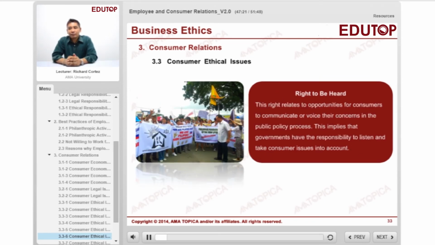Consumers have the right to be heard. Don't get angry if consumers always tell the media about complaints about a product they bought from your company, because they have the right to be heard. If you hear the complaints about the product, that is one way of improving the quality of the product or service of the company. So you always hear the voice of the consumer.